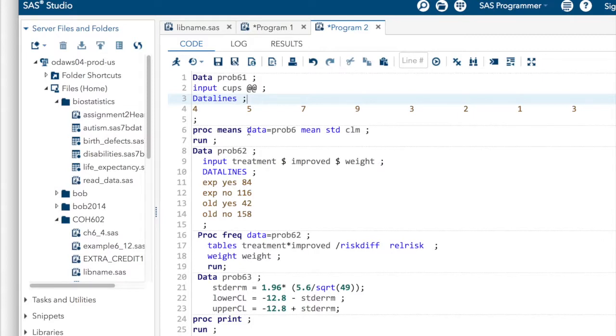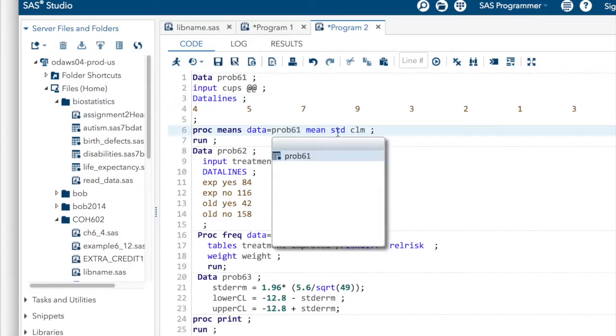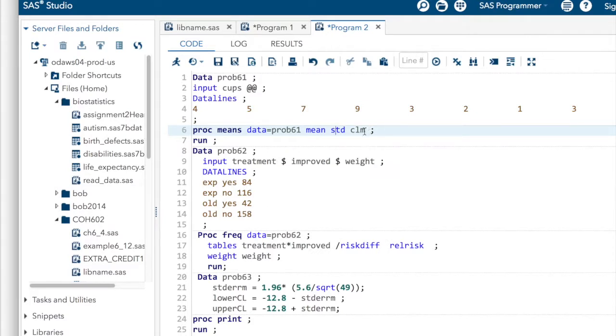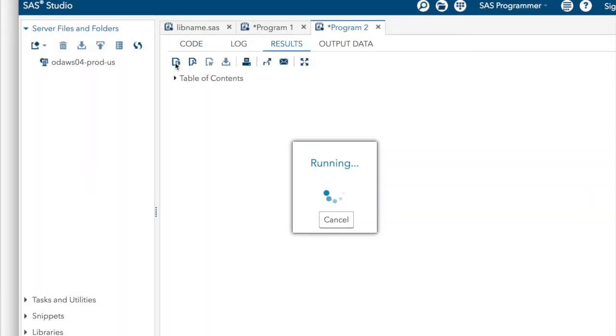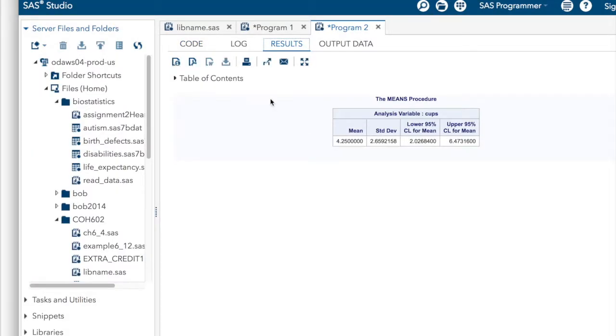Now I'm going to do a proc means, data equals problem 6, better be problem 6_1, right? I want the mean, I want the standard deviation, and I want the confidence limits for the mean, and I'm going to tell it to run. So highlight all that, click our little running guy here, and there you go. The mean is 4.25, standard deviation is 2.659, lower confidence limit 2.02, upper limit 6.47. There you go. Easy as can be.